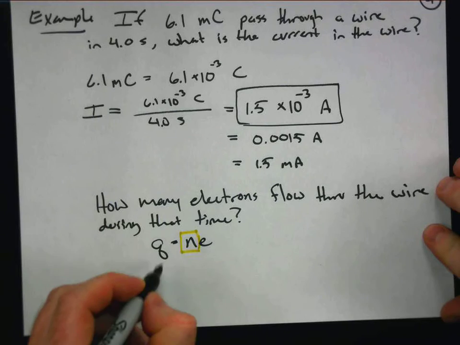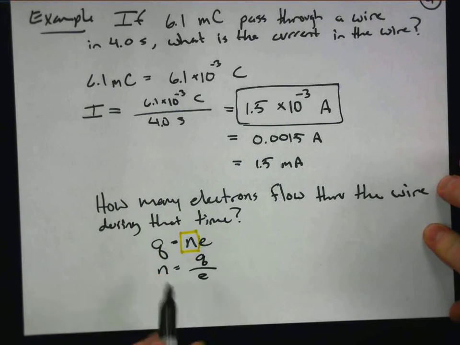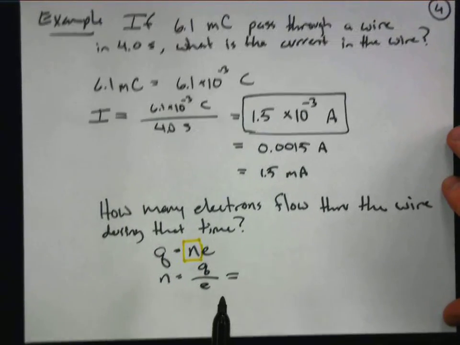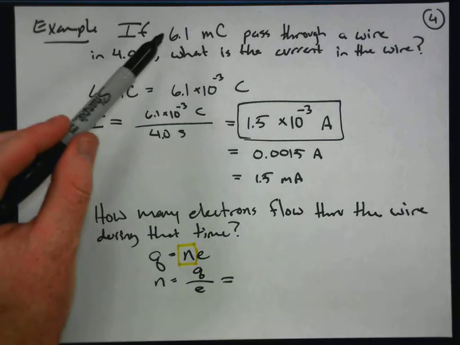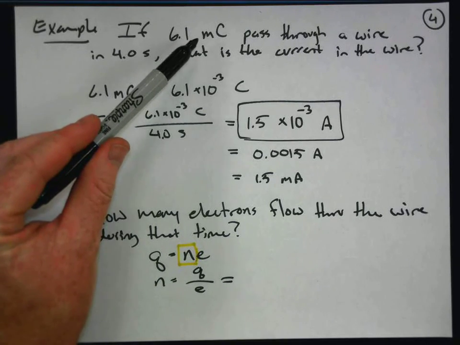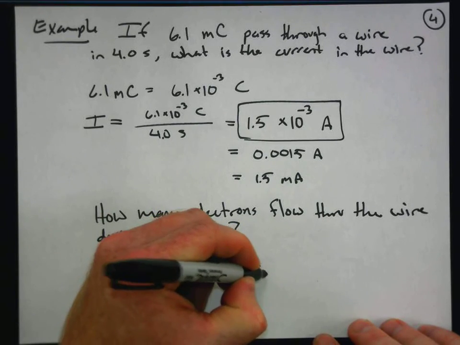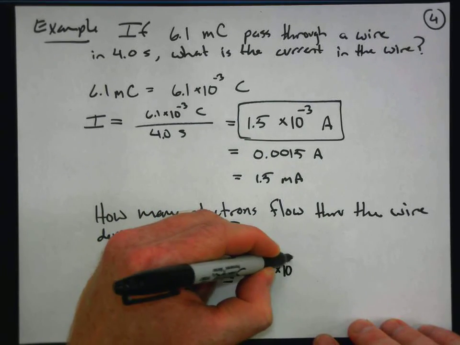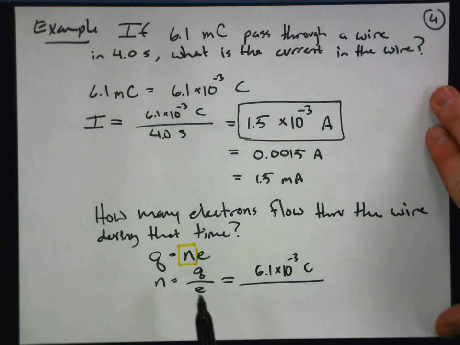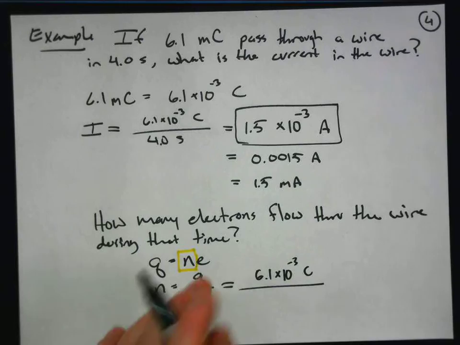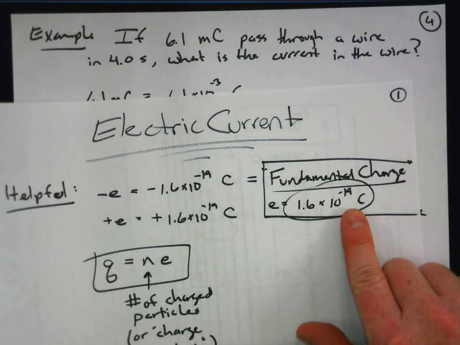So I need to rearrange this, and it will become the amount of charge divided by the fundamental charge. Well, how much total charge is flowing here? Well, we just have the 6.1 millicoulombs, or 6.1 times 10 to the negative 3 coulombs. It should be in the base units, so I'll do that. And I want to divide by the fundamental charge. The fundamental charge is that charge on an electron, the 1.6 times 10 to the negative 19 coulombs.